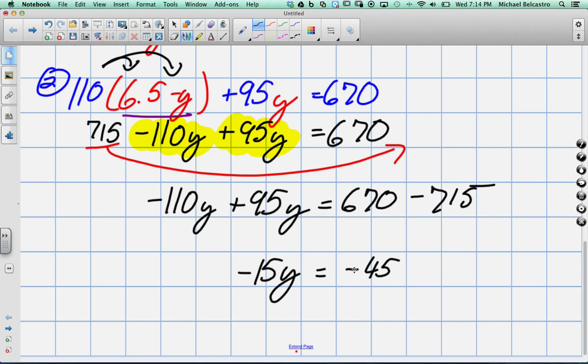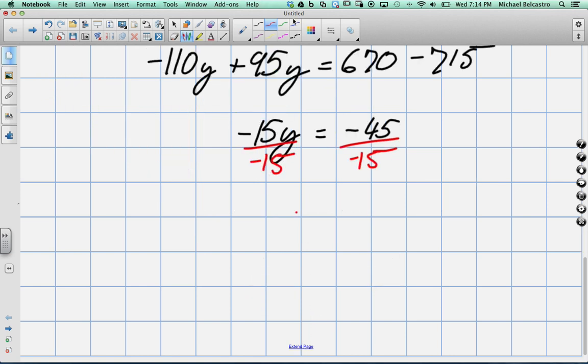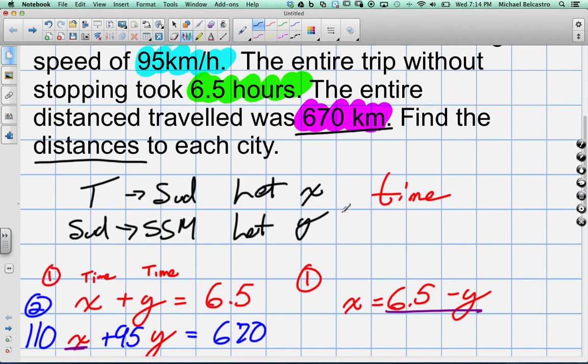Okay. I then have to isolate for y, so I divide both sides by 15, or I bring the 15 over and divide by, sorry, not just 15, negative 15. And that will mean y is equal to 3. Okay. So we know that the time spent traveling from Sudbury to Sault Ste. Marie was 3 hours. We got the first part of this trip.